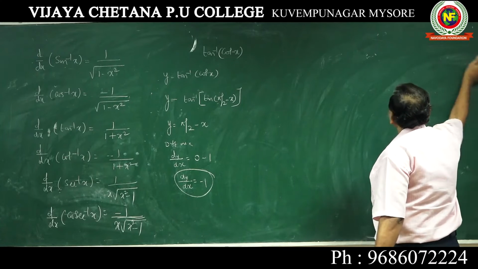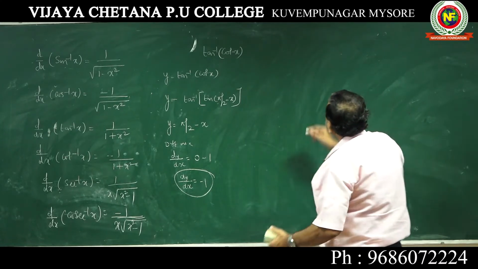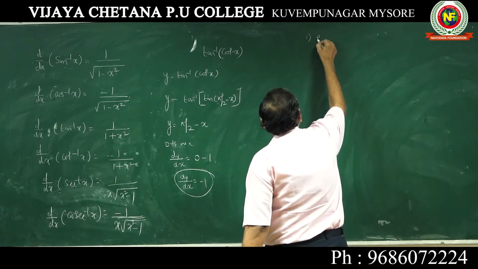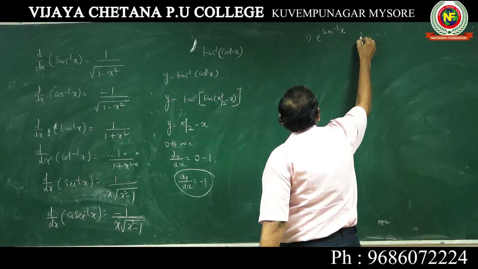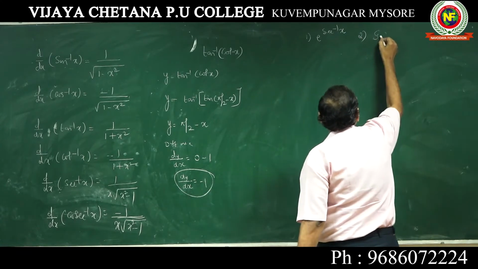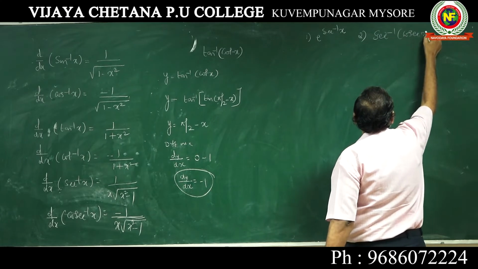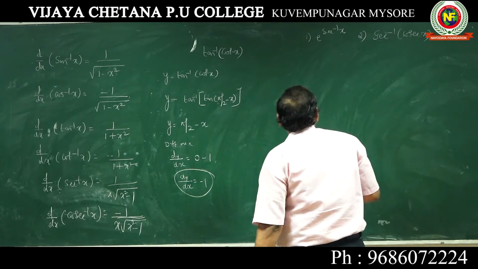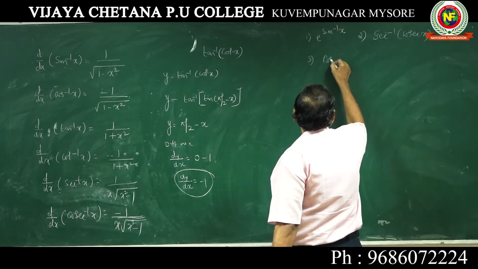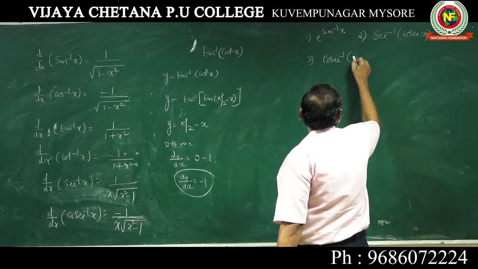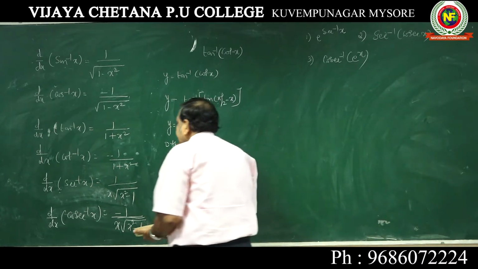Very important thing. Some 2-3 problems I will give you. Do it at home. One: differentiate with respect to x, e to the power of secant inverse x. Second one, secant inverse cosecant x. And third one, cosecant inverse e to the power of x. Please do these sums at home.